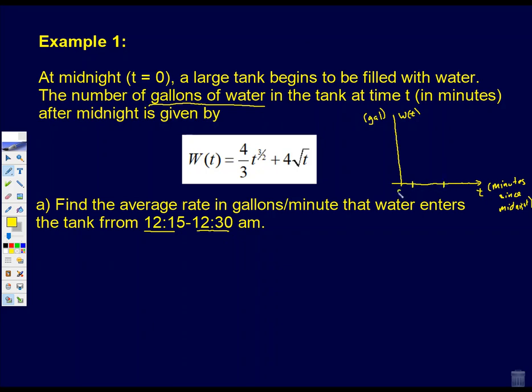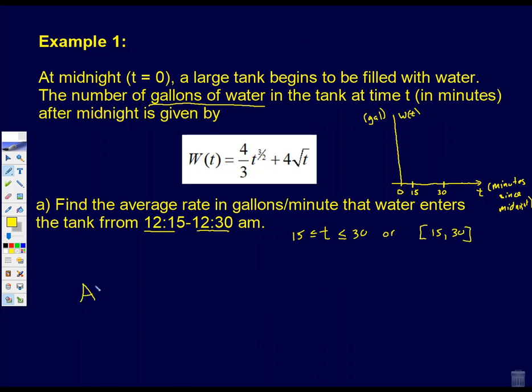Remember, t equals 0 represented the time midnight. So think about this: 12:15 a.m. really means 15 minutes after midnight, and 12:30 a.m. really means 30 minutes after midnight. So in this context, the time interval really is the numbers 15 to 30, or in interval notation, 15, 30.